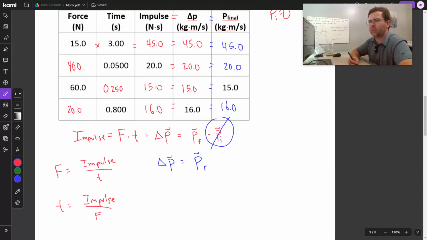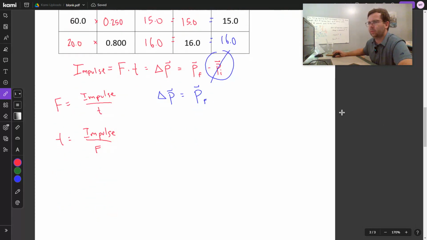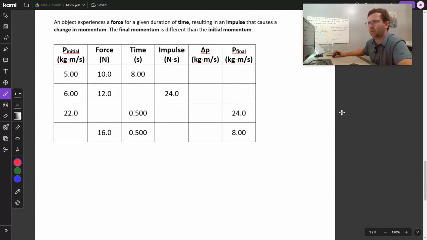And I can do a quick check of that and make sure if I multiply these two together, I should get the impulse in that second column there. So let's do one more table like this. This one has a little bit more involved in it just because the initial momentum is not 0 anymore. But we're still dealing with the same setup, same problem here.